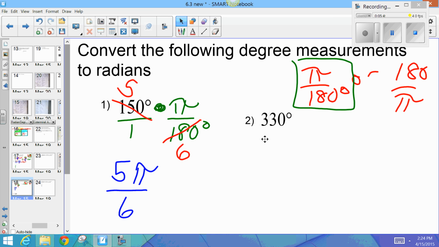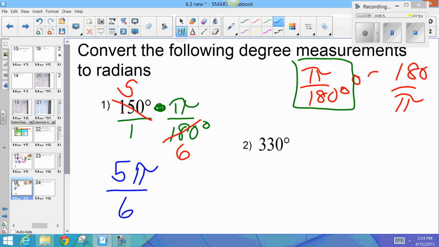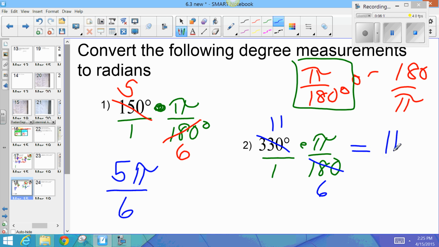All right, 330 degrees. I'm multiplying by pi over 180. Again, I think 30 goes in the top and bottom evenly. So 330 divided by 30 is 11. 180 divided by 30 is 6. So top times top is 11 times pi. That's 11 pi. 1 times 6 is 6.